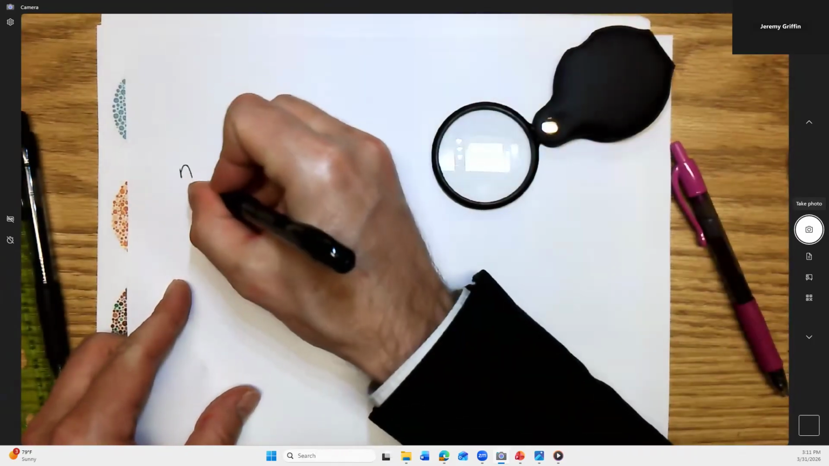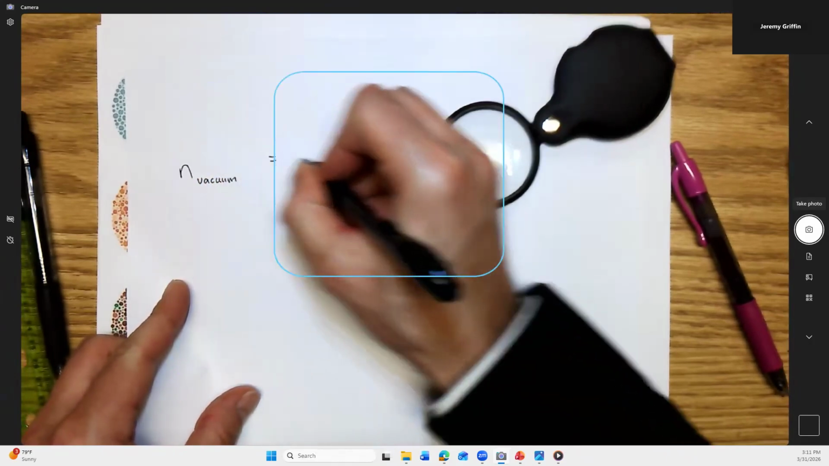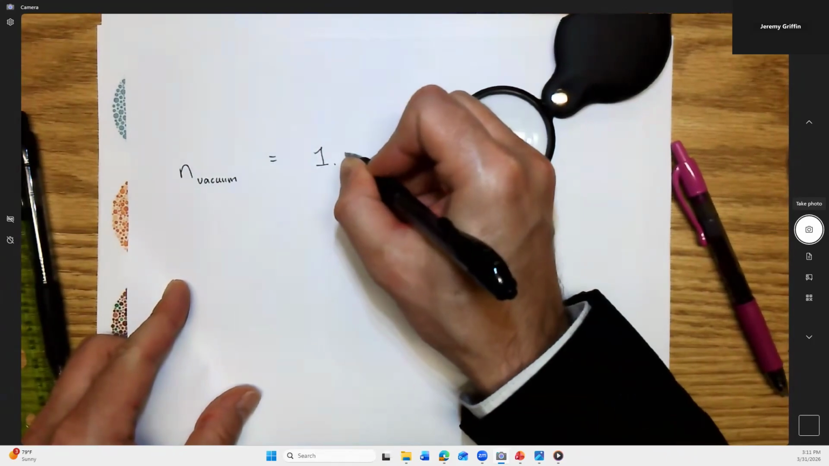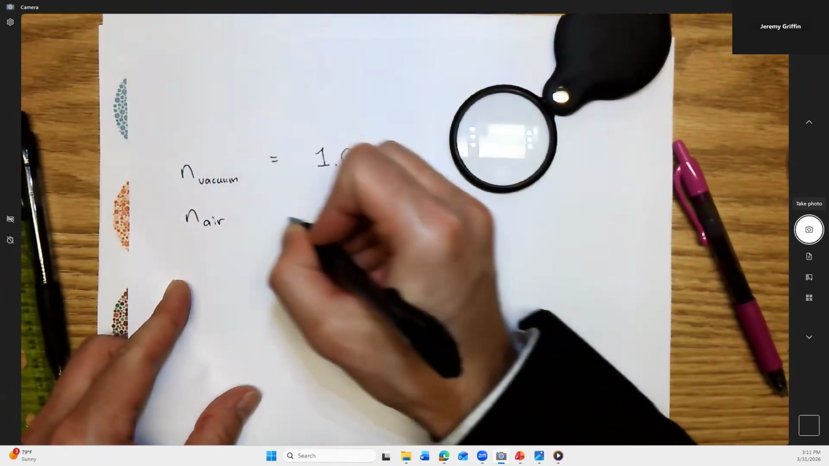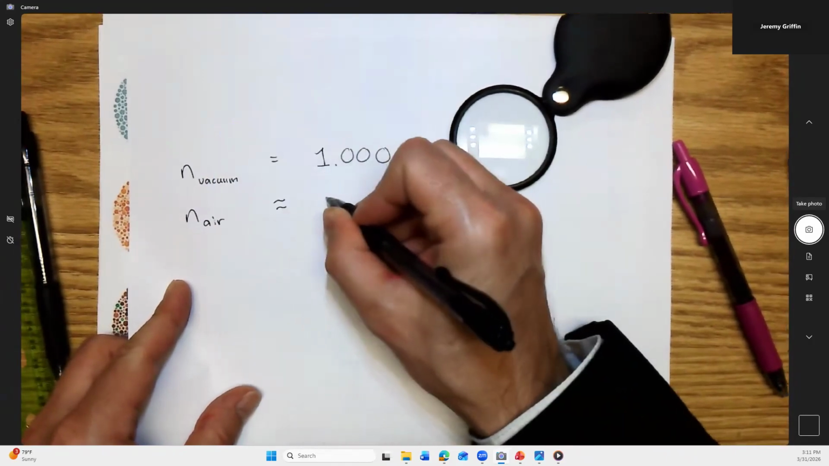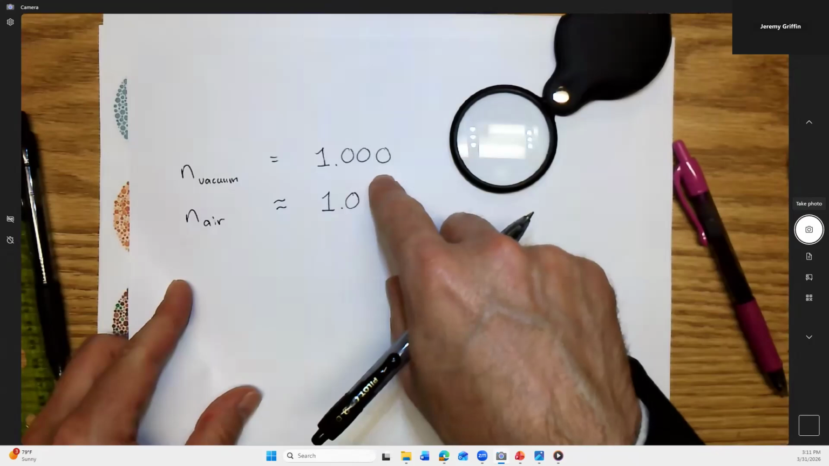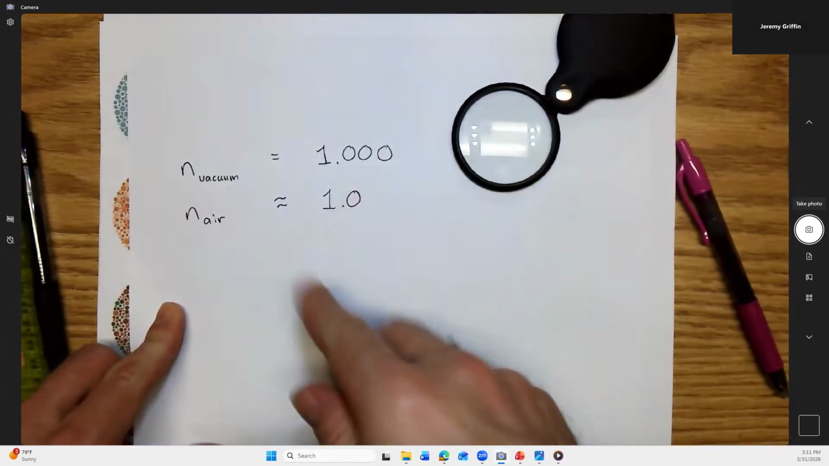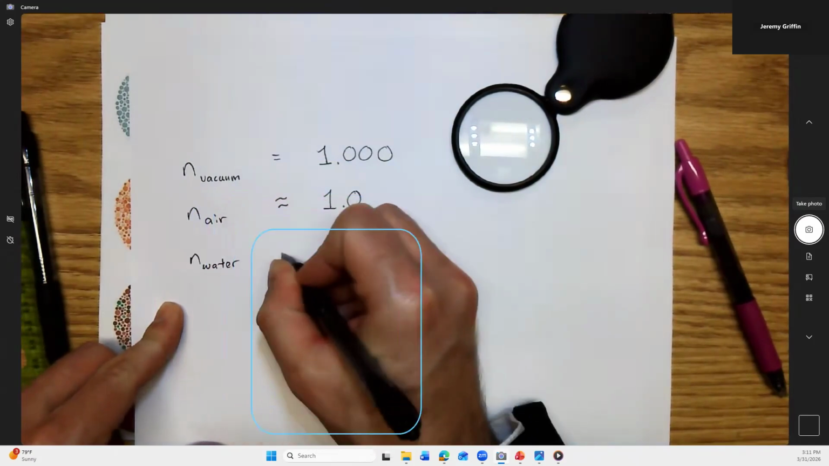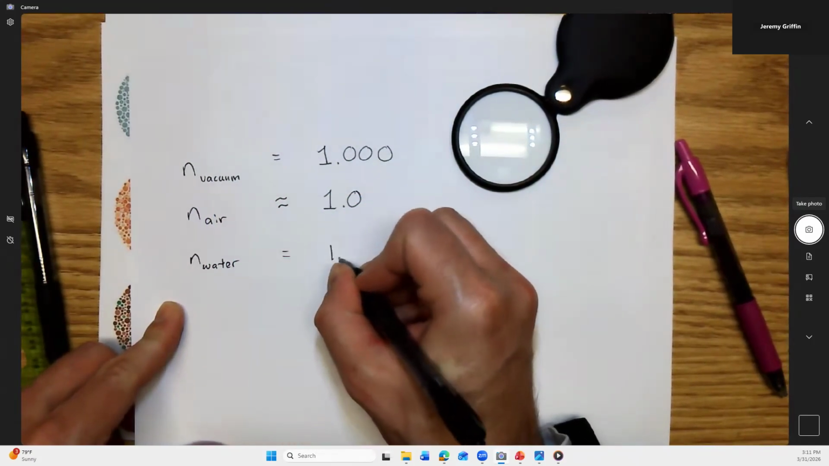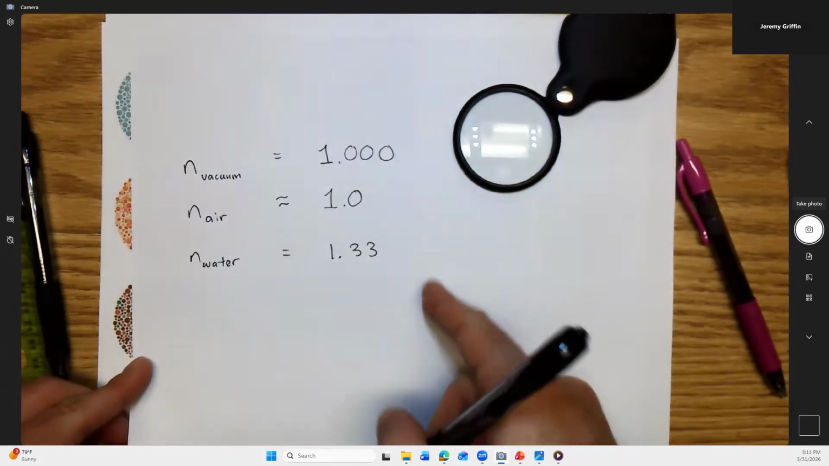Guys, what's the index of refraction of perfect vacuum? Yeah, it'd be exactly 1.00000. Okay. How about the index of refraction of air? Pretty close to 1. I think it's 1.008, I could look that up, but we'll just call it 1. Does anybody know the index of refraction of water about? It's like 1.33. I think it's 1.333. Okay, something like that.